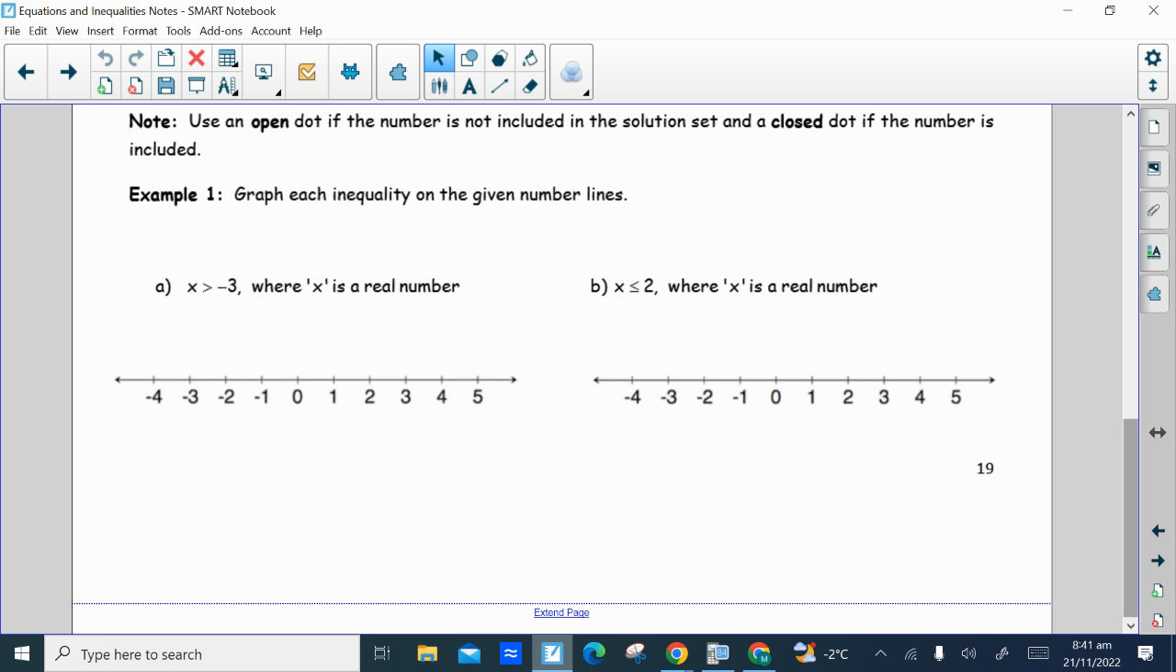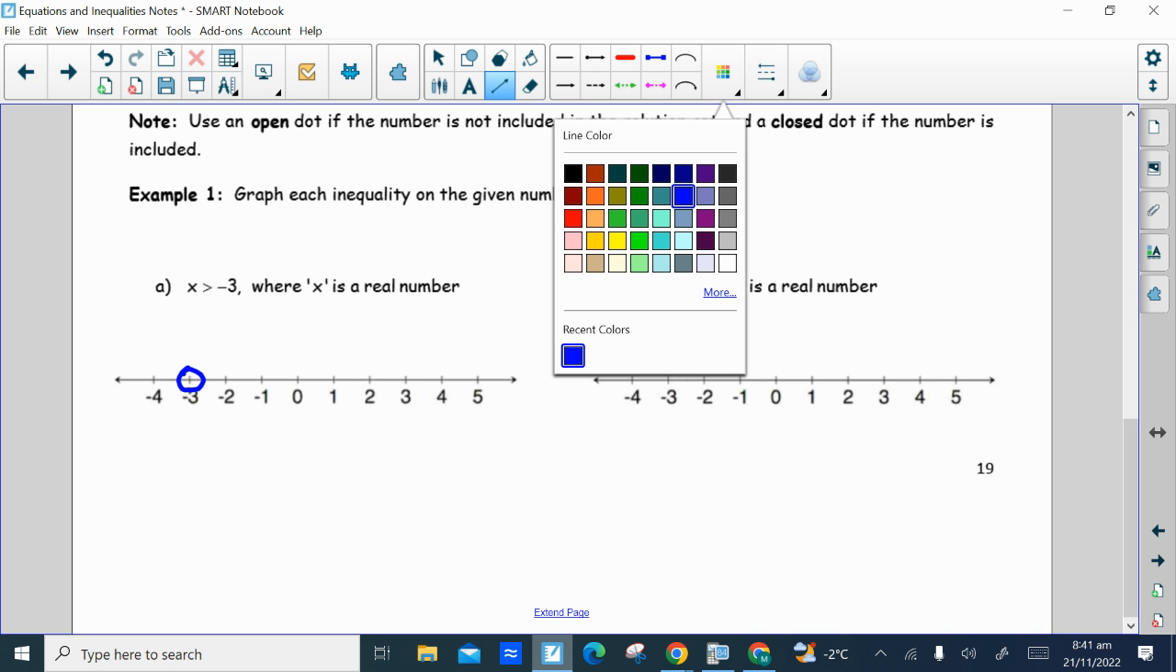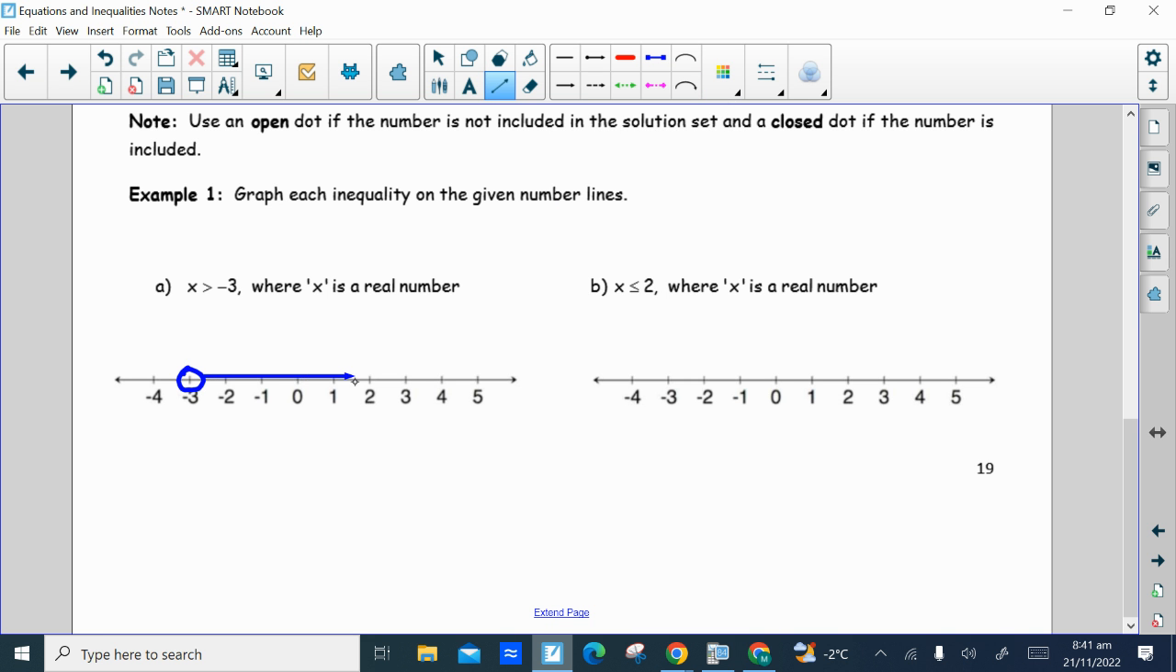But in this case here, it says that x must be greater than negative 3. So because of that, you're going to have an open dot on negative 3. Open dot because x is only greater than, not equal to. There's no line under the greater than symbol. And because it's greater than, that means we have to have an arrow going off to the right. Because as you go to the right on a number line, your values get larger. So that's the graph of that inequality.